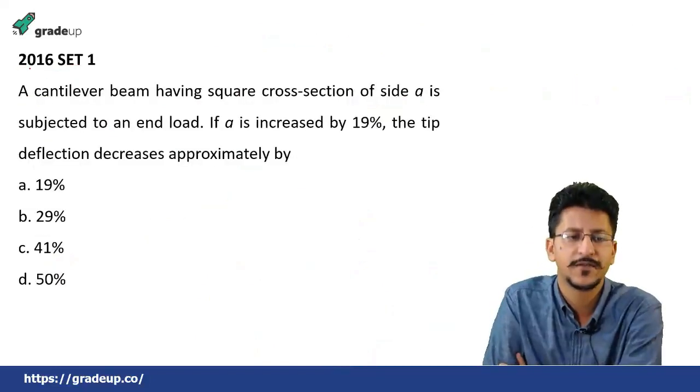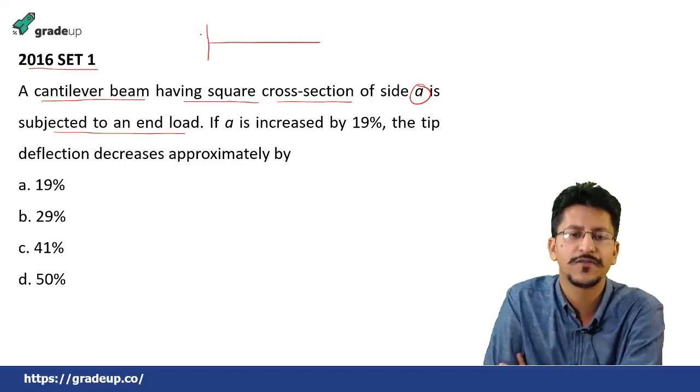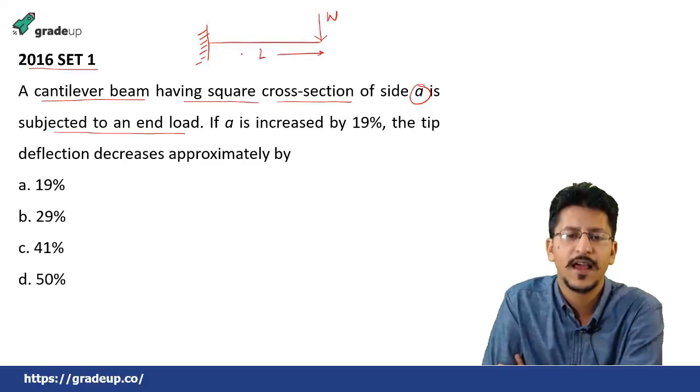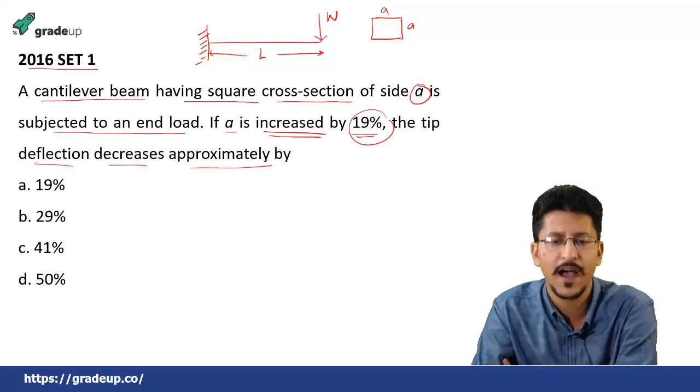2016 set 1. A cantilever beam having a square cross section of side A is subjected to an end load. Means it is this kind of configuration. This is a cantilever beam having load W and length L, and the cross section of the beam, if you see from this side, is a square cross section. Okay, if A is increased by 19%, the tip deflection decreases approximately by how much percent?